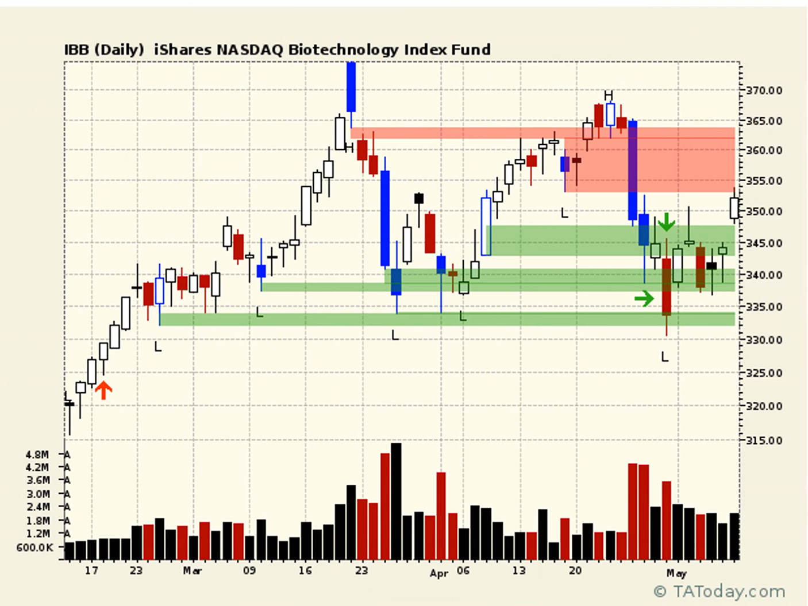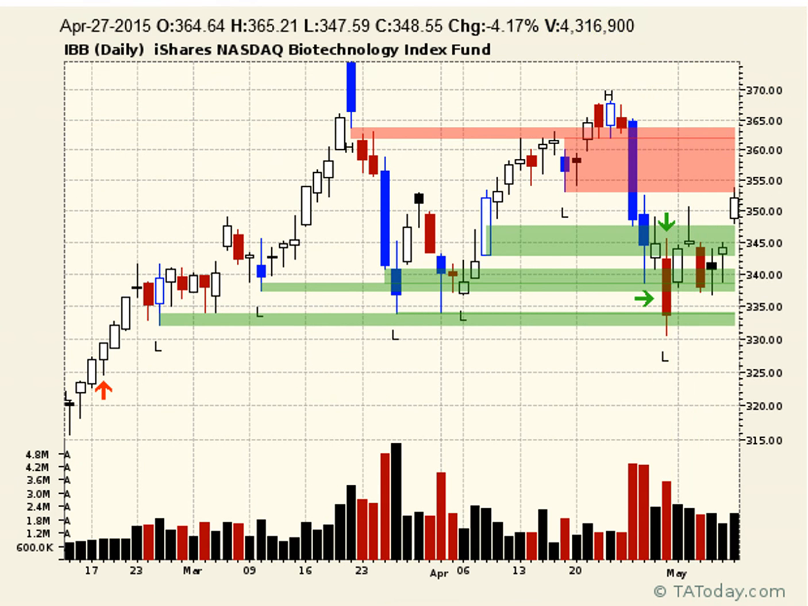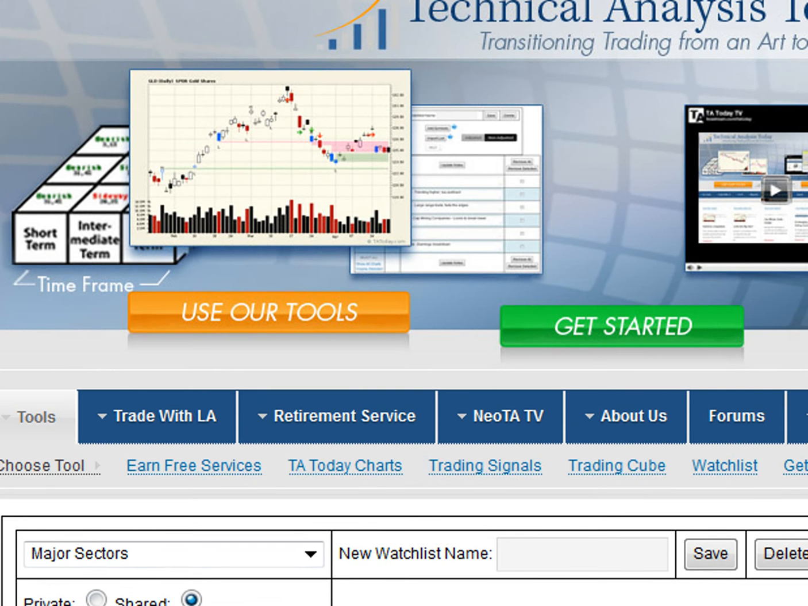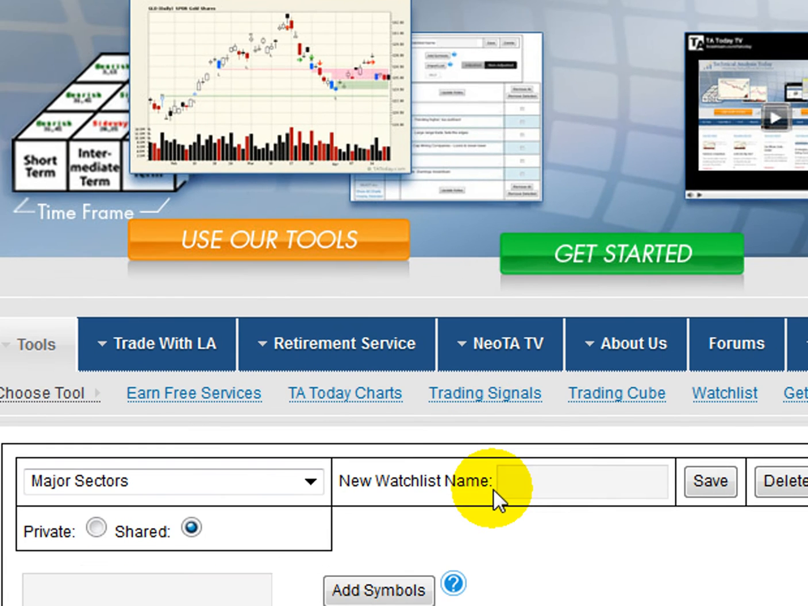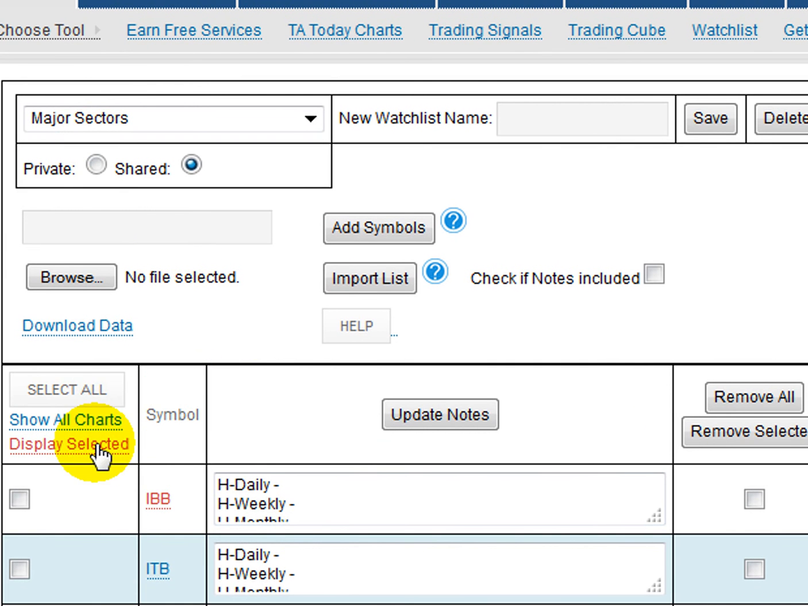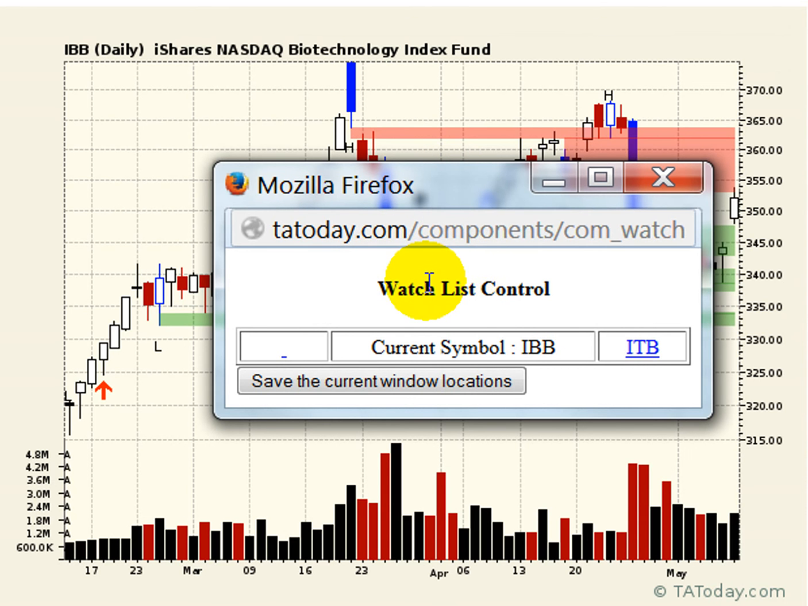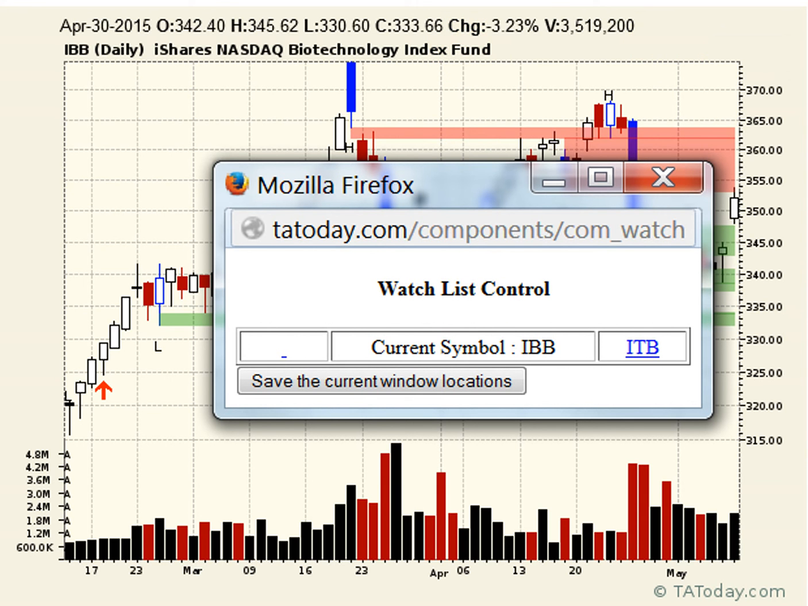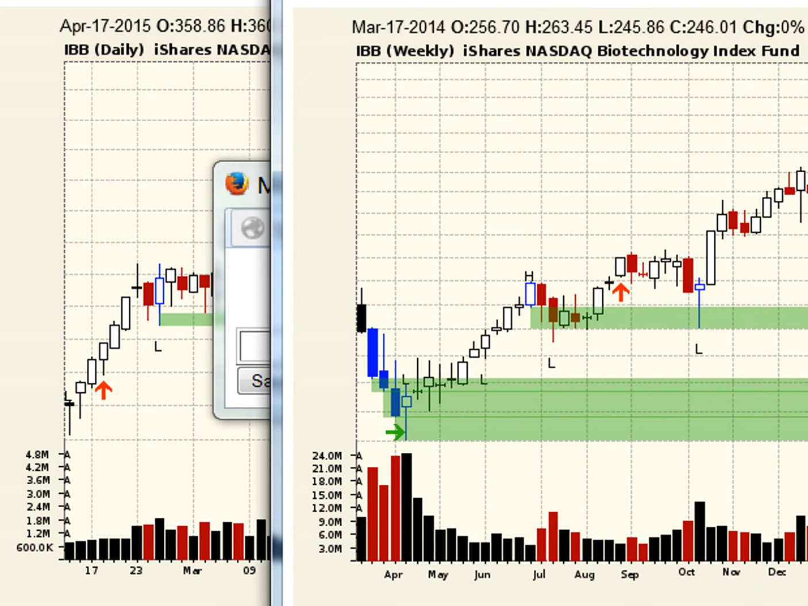Now the reason they're off the screen is because you have the ability at TA Today, and let me pop back into the main screen here, you have the ability, if you want, to come over and set your preferences. And rather than do it the hard way, we'll do it the easy way. If I come into a watch list, and if I click on Show All Charts, it will give me a little control list. I can take these charts that I have laid across my screen, and you can do the same. You can put them wherever you want.